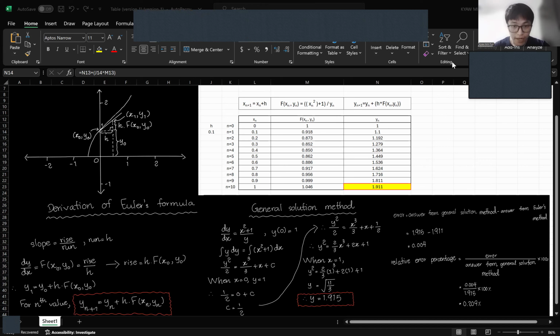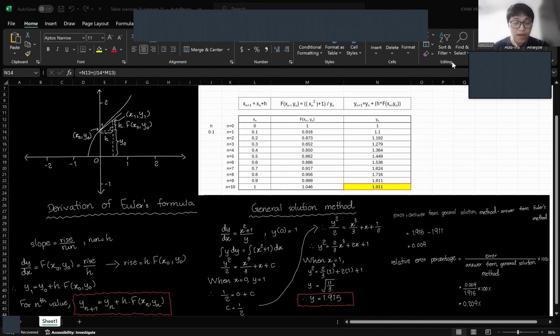In order to get y1, we need to add y0 and the rise. So we get y1 equals y0 plus h into f of x0, y0. Finally, we get Euler's formula for the n value, which is yn plus 1 equals yn plus h into f of xn, yn. Now we're going to calculate the value of y1 using the respective formula for each column.